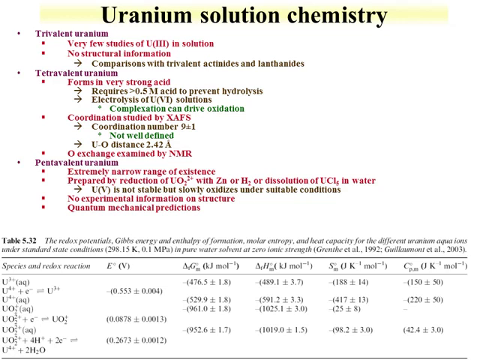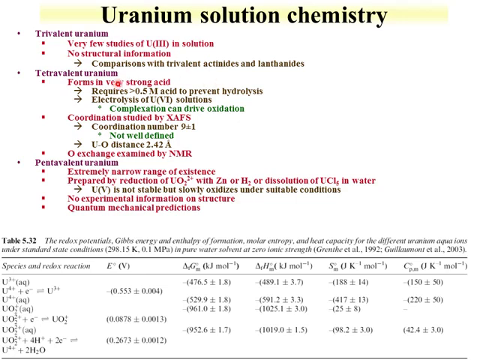An overview of uranium solution chemistry as a function of oxidation state is provided here. Uranium-3, as we showed with the Eh diagram, is not stable in aqueous solutions, and there are very few studies of uranium-3 in solution due to this lack of stability. There's no direct structural information on uranium-3. However, comparisons with trivalent actinides and lanthanides can be used to lend information on the expected structure of uranium-3 compounds.